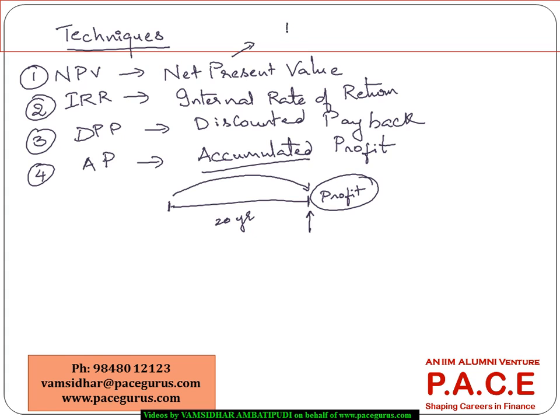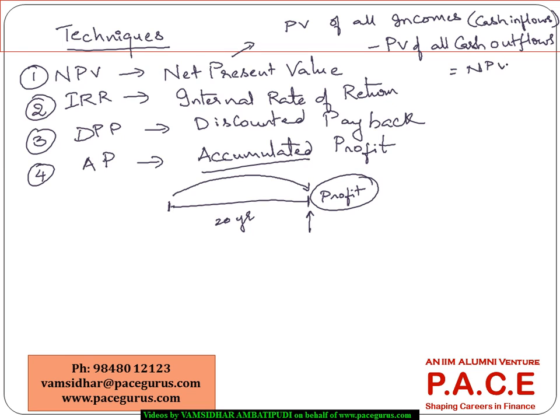But when we apply the same logic to the present value instead of the accumulated value, I find the present value of all incomes, all cash inflows coming at different points, and I subtract the present value of all cash outflows or expenses. That gives me the net present value of the project. As an investment decision, if it is more positive, it is good to invest. If it is negative, it's not a good project to invest in. It's not feasible.